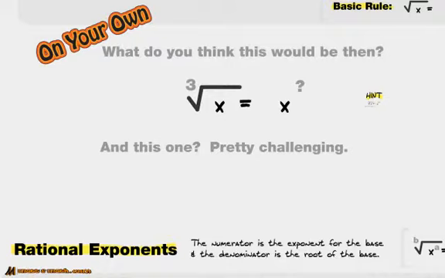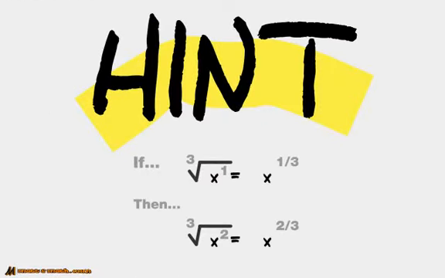All right, what are you going to do with this one? It's pretty challenging. The cube root of x squared. What fraction would you put there? Any idea? Take a guess. All right, try this one. Here we go. Well, if we see that the cube root of x to the first power is 1 over 3, take the 1, put it there, 3 there. The cube root of x squared is x to the 2/3 power.